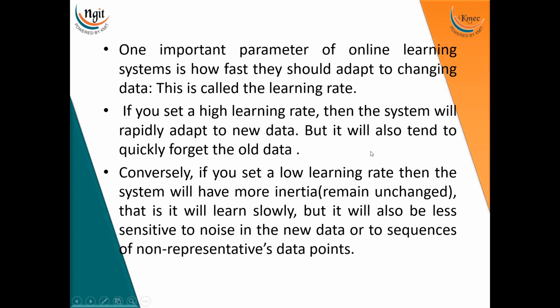One important parameter of an online learning system is how fast it should adapt to changing data. When there is a change in data, how fast it adapts to that changing data is called the learning rate. If you set a high learning rate, then the system will rapidly adapt to new data, but it will also tend to quickly forget the old data.